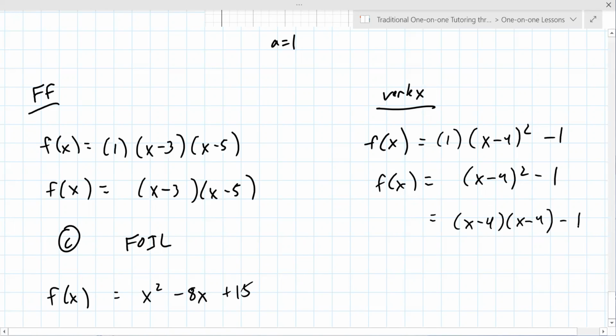And then that leaves me with x squared minus 8x plus 15, which is the same as the other, which therefore makes it equivalent. Yes.